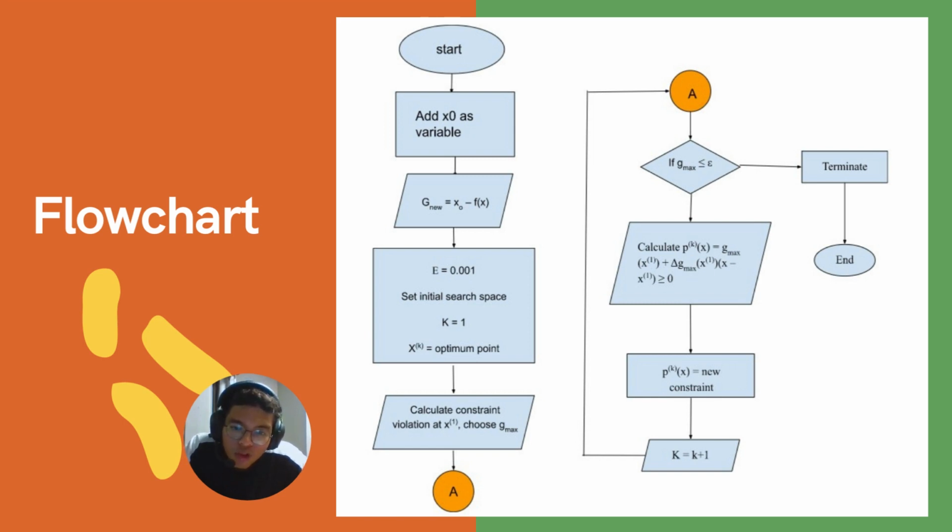Other than that, we proceed with the step where we calculate the new constraint using the given formula. And then we get the formula and we update the value of k, and then the next iteration will be done, where we will get the x2 from there, and after that we repeat the step again until we find the termination factor.